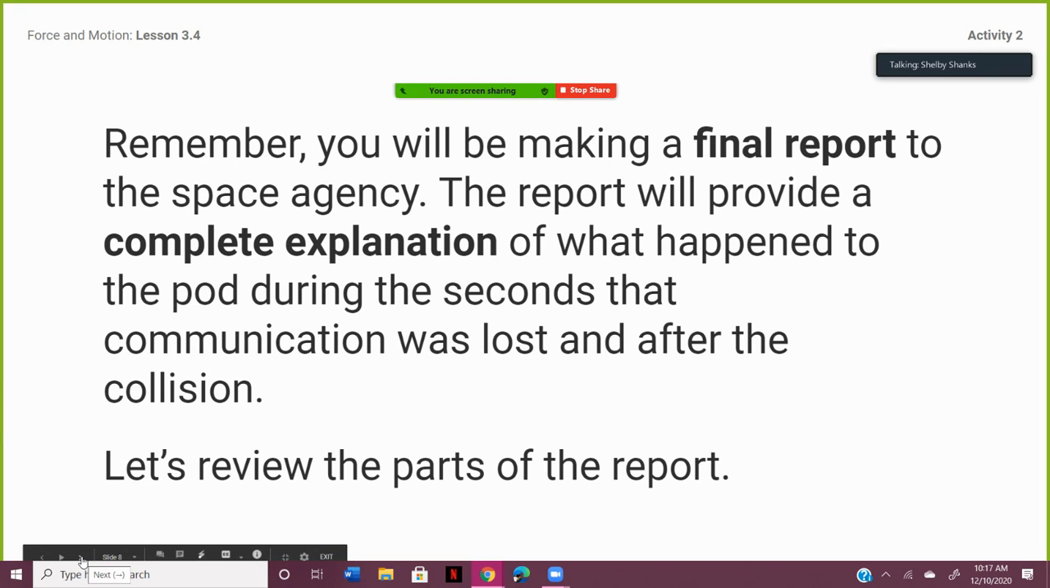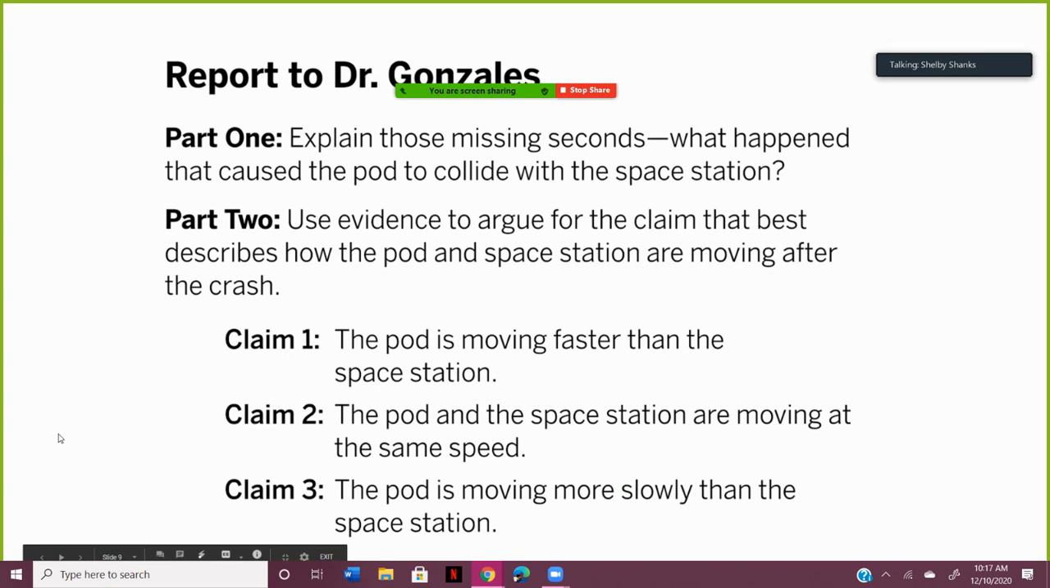So let's review some of the parts to our report. We've got 2 parts to this report. Part 1 is going to explain those missing seconds. And the question was what happened that caused the pod to collide with the space station. So this is what we looked at in chapter 2. We tried to figure out what happened to the pod during those missing seconds. And I think there were two claims that we had to pick from. We eventually picked claim 2 that talked about it hitting the space station and bouncing off. And claim 1, which we had disagreed with, said that the thrusters caused the pod to move in the opposite direction. Okay, so that's what part 1 is.